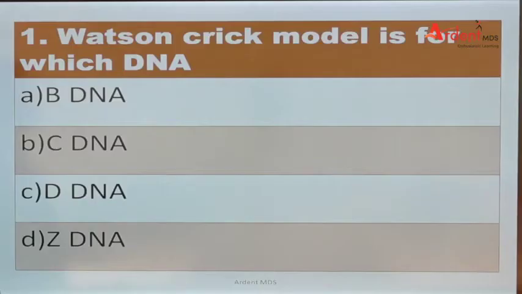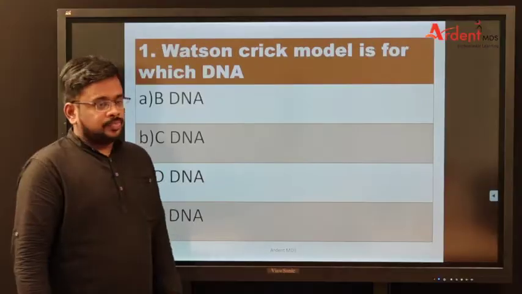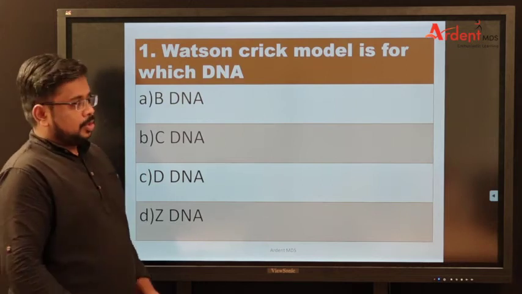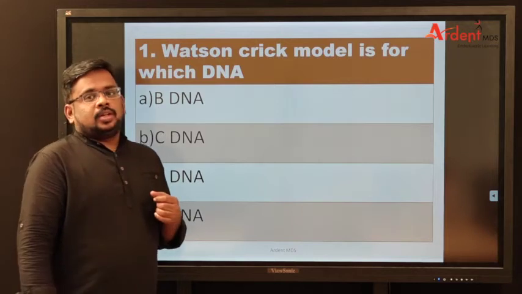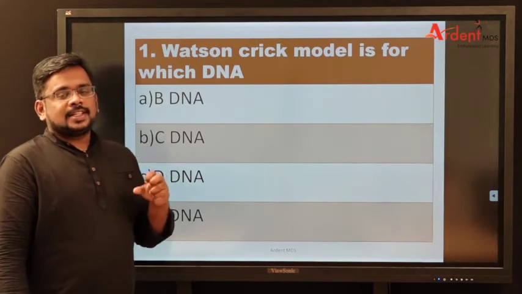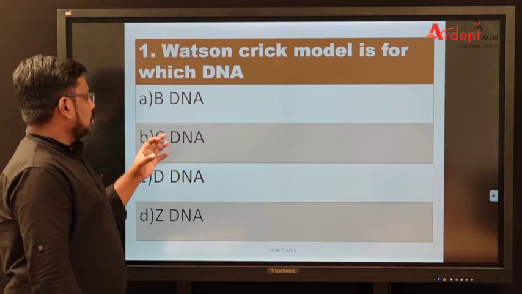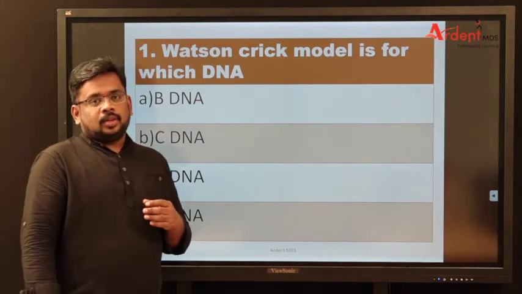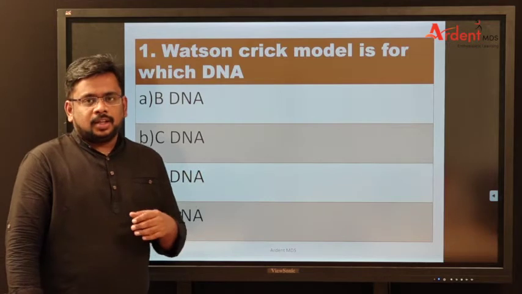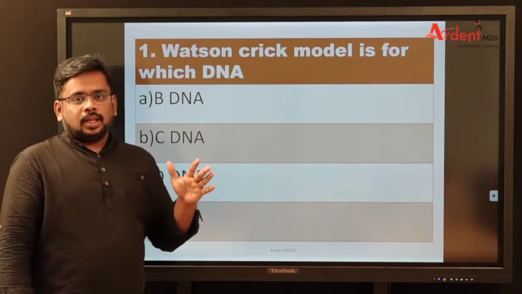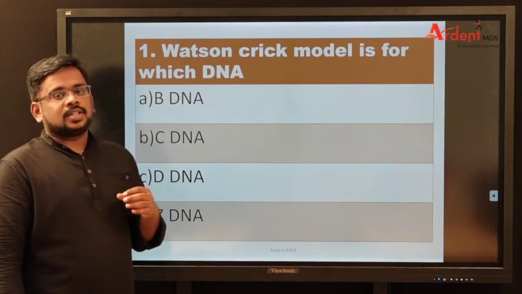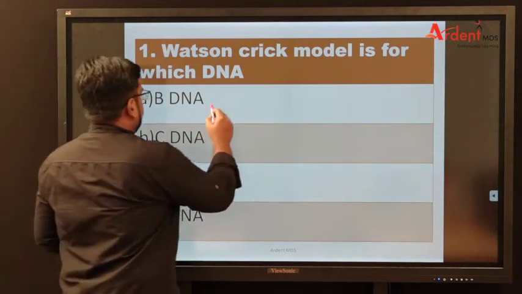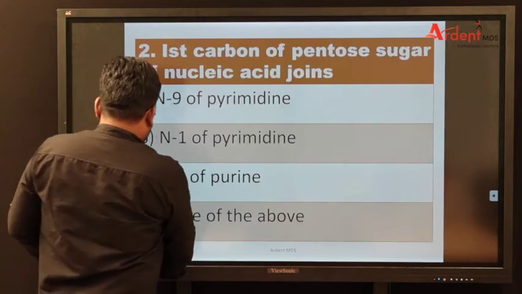My dear aspirants, these are a few questions which were designed by us for the structure of DNA. Hopefully this will be useful for you. So the first question is: Watson and Crick model is for which type of DNA? You all know very well the DNA is a double helix structure which was given by Watson and Crick in the year of 1953. And there are 6 types of DNA: A, B, C, D, E and Z. Among these, the original model given by Watson and Crick is the B type. So the answer for this is the first option.